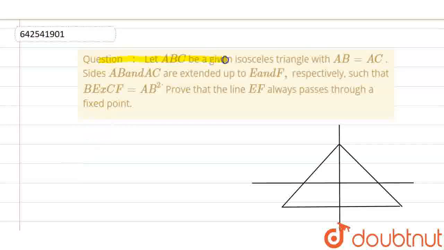The question that was given to us is: let ABC be a given isosceles triangle with AB equal to AC. Sides AB and AC are extended up to E and F respectively, such that BE multiplied by CF is equal to AB square. Prove that the line EF always passes through a fixed point.